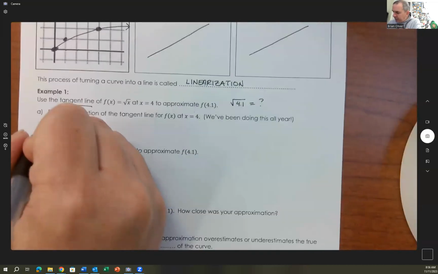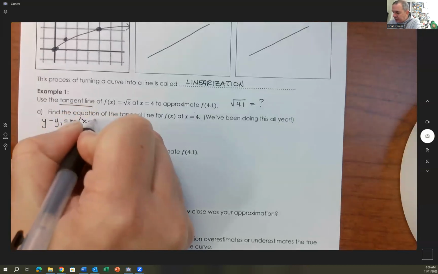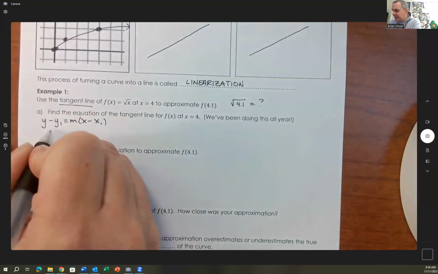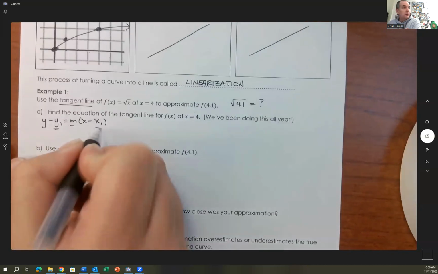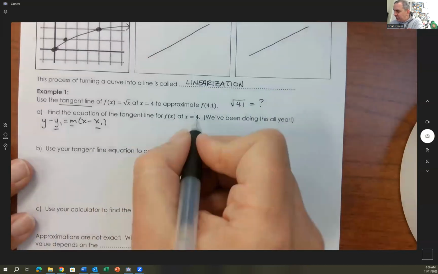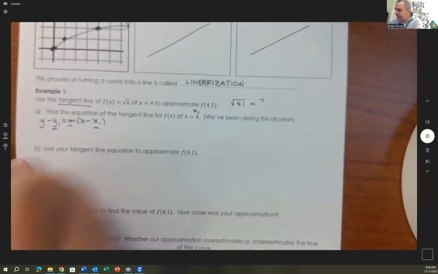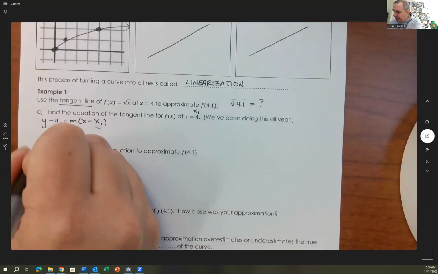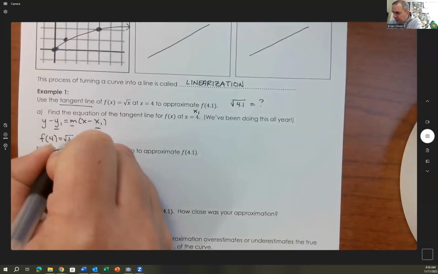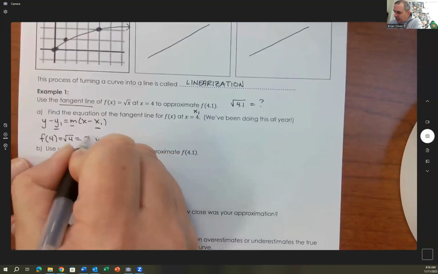If you remember, this is our tangent line: y minus y1 equals m times x minus x1. So the things I need are the y1, the m, and the x1. This right here is going to be my x1 technically. I can get my y1 right from that. The f of 4 equals the square root of 4 equals 2. So that is going to be my y1 right there.